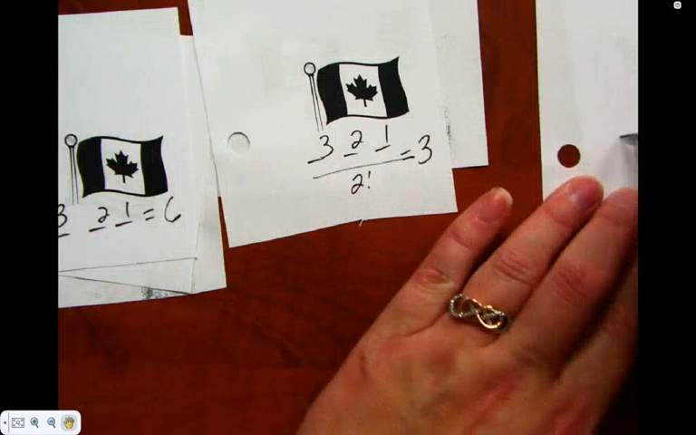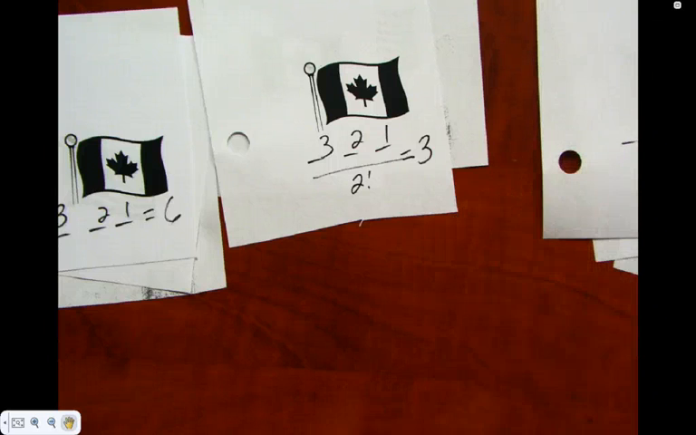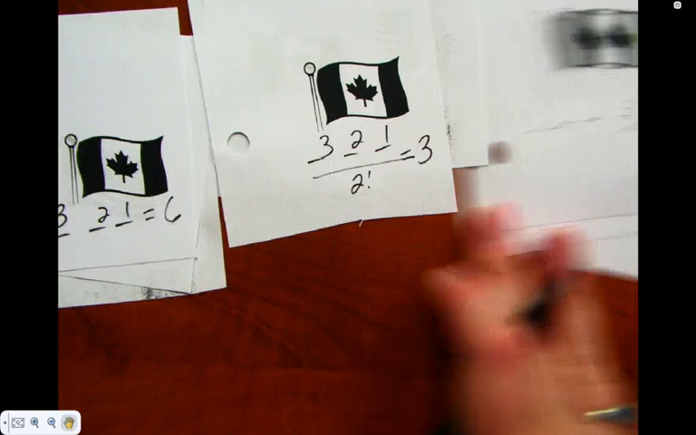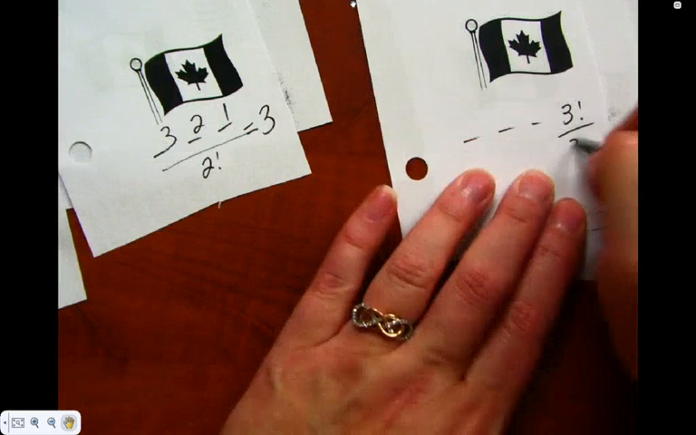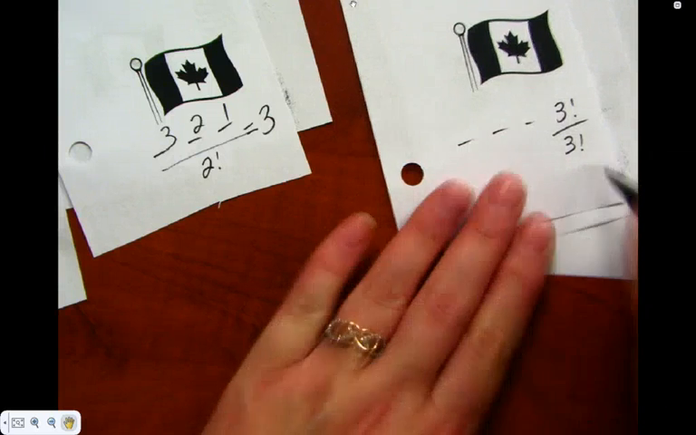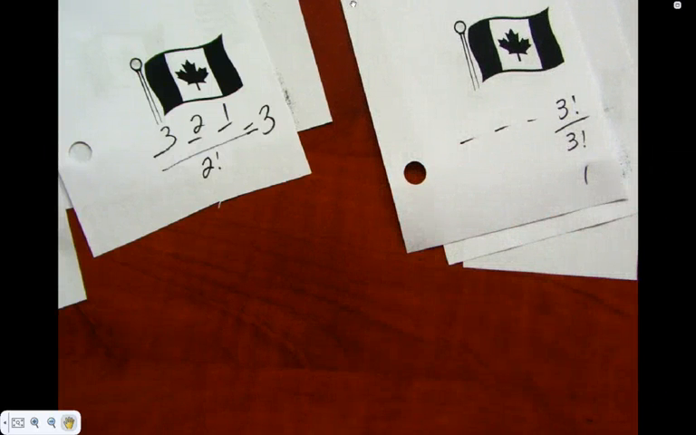The third pile, we would have started the exact same way with a 3 factorial on the top because we had 3, 2, 1 possibilities. How many times in our third pile did our Canadian flag repeat? 3 times. And there's our 3 factorial divided by 3 factorial. You can pile those up and put them by the side.